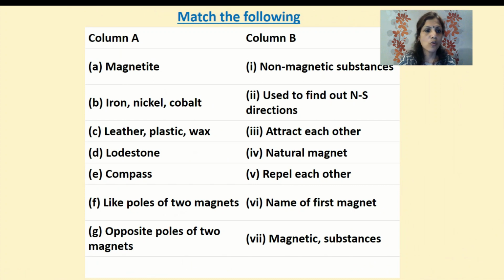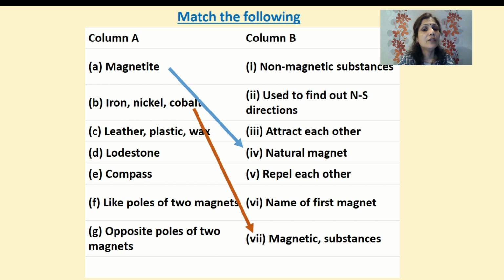Magnetite, and in column A you are given certain things over there, and you have to match these things with whatever is given in column B. So magnetite, if you see the options in column B, what is magnetite? It is a natural magnet. Then iron, nickel and cobalt, what are they?